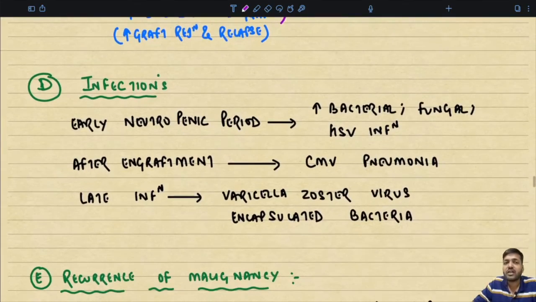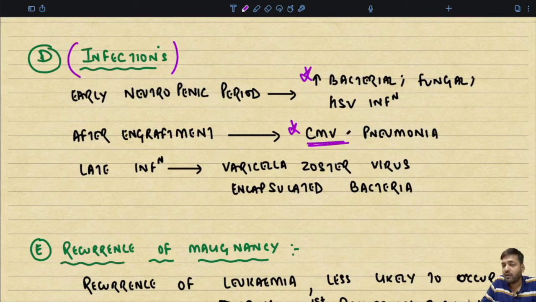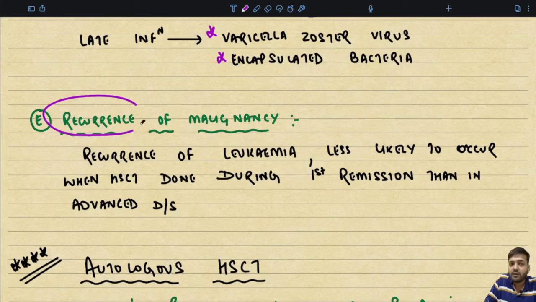The next complication is infection. So in the early neutropenic period, there is an increased amount of bacterial, fungal, and HSV infection. After engraftment, there is an increased chance of infection like cytomegalovirus pneumonia, and in the later phases, infection by varicella zoster and encapsulated bacteria are more common. The last complication is the recurrence of the malignancy for which the transplant was performed. So recurrence of leukemia is less likely to occur when HSCT is done during the first remission than in advanced disease.